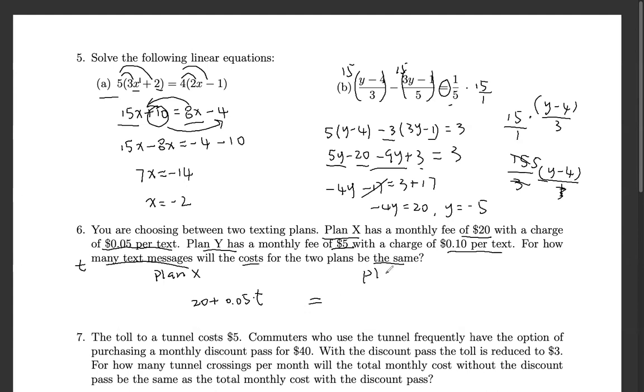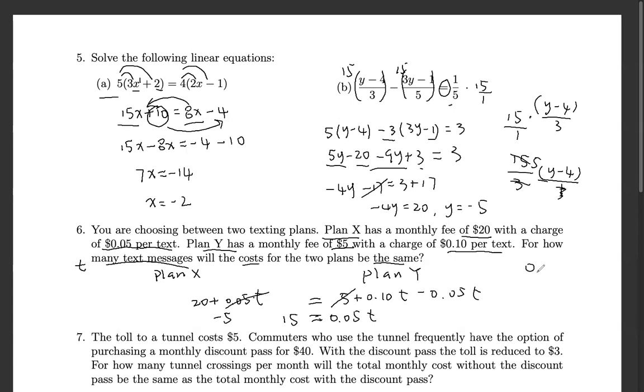So this side we put plan Y. Plan Y charges $5 one time, then plus 10 cents multiplied by T. Okay, so again, we'll move around. Let's move 5 to the other side, becomes minus 5. Let's move 0.05 T to the other side, becomes minus 0.05 T. 20 minus 5, 15. 0.10 T minus 0.05 T equals 0.05 T, right?